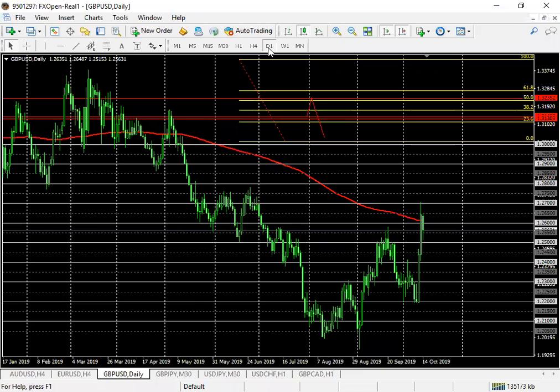Yeah, it has been very aggressive, a lot of volatility, especially in the pound. Not so much in the dollar, but more in the pound. We've had a lot of volatility. If you check all the other GBP crosses as well, the GBP CAD, GBP JPY, there was a lot of movement.